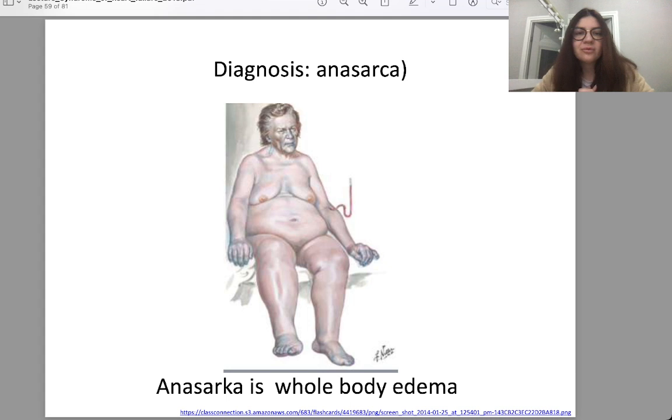It looks like anasarca. I told you it is a whole body edema with edema of lower extremities, upper extremities, abdomen, chest, face. It can be present with hydrothorax, ascites, and even cardiac tamponade.